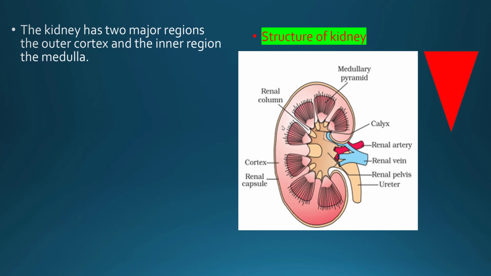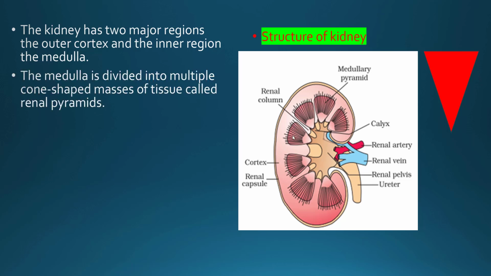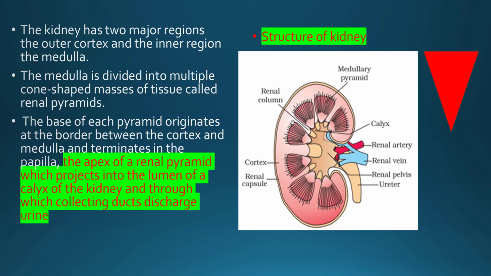The kidney has two major regions, the outer cortex and the inner region, the medulla. This is the cortex, the outer region, and the inner portion is called the medulla. The medulla is divided into multiple cone-shaped masses of tissue called renal pyramids. These cone-shaped structures are called pyramids, present in the medulla.